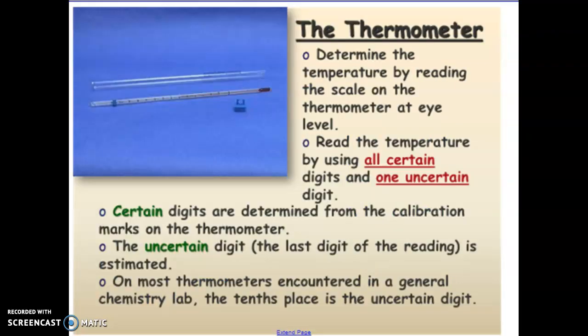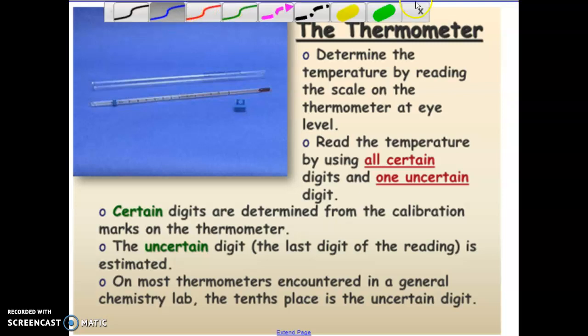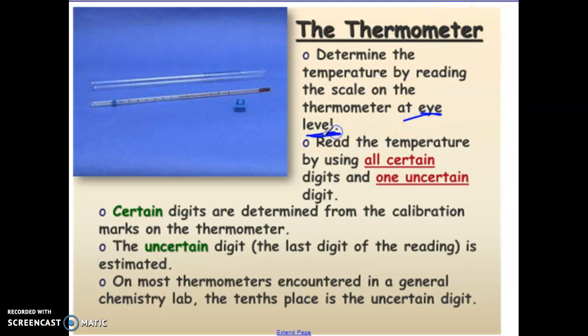Okay, so thermometers work in exactly the same way. If you think about it, a thermometer is really a tiny little cylinder on the inside of that glass. So you want to determine the temperature by making sure you are reading it at eye level again, and you're reading the bottom or top, depending on what the liquid is, of the meniscus. So you are recording all certain digits and one uncertain digit. You're going to notice that anytime you are reading from a cylinder shape, that's what you will always be doing. You do the certain digits with one estimated uncertain digit.